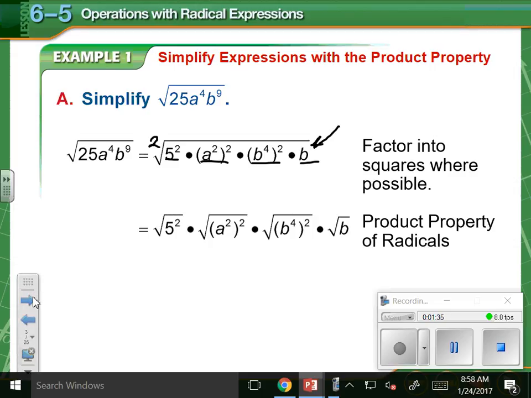Visually, it's easier to see if you take each one of those factors and put them underneath their own radical, which you're allowed to do since it's all multiplication. Then it's easier to see that the square root of 5 squared is just 5. The square root of a squared squared is just a squared. The square root of b to the 4th squared is just b to the 4th. And then the little radical b on the end stays underneath the radical.